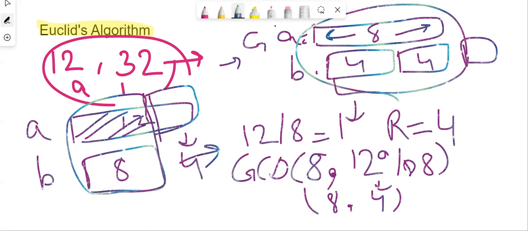So it means that this 4 is going to be the greatest common factor between this 12 and 32. So this was the intuition behind Euclid's algorithm, and it's a very pretty thing to understand. I hope I was able to make you understand the thing, and we'll be covering more interesting topics and multiple intuitions behind multiple algorithms in upcoming videos.